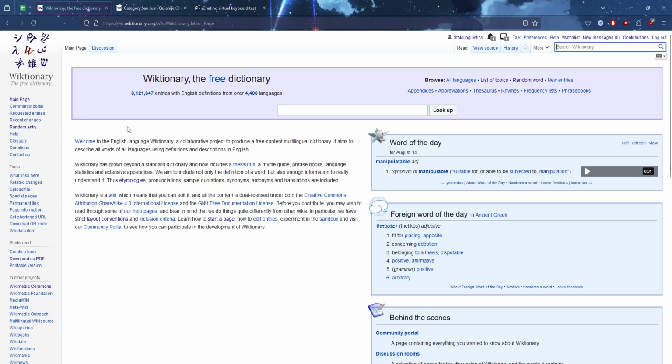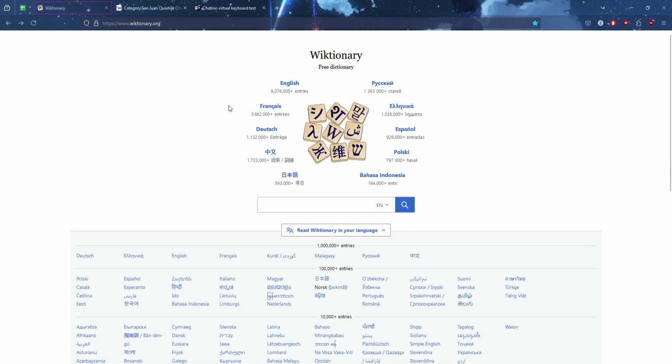Additionally, I wanted to go through this page. When you actually look up Wiktionary itself, you'll see that this is the page that you'll get to. So this is the very beginning of Wiktionary. There are different dictionaries for Wiktionary, so you have English, Français, Russian, and Español, etc.